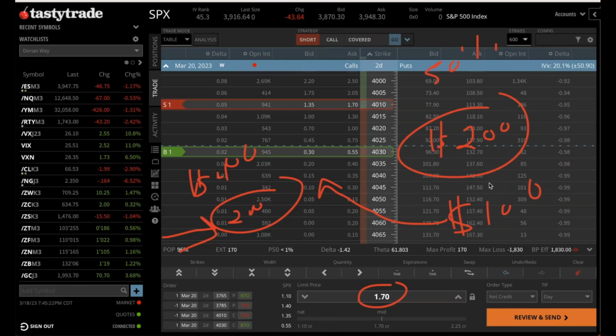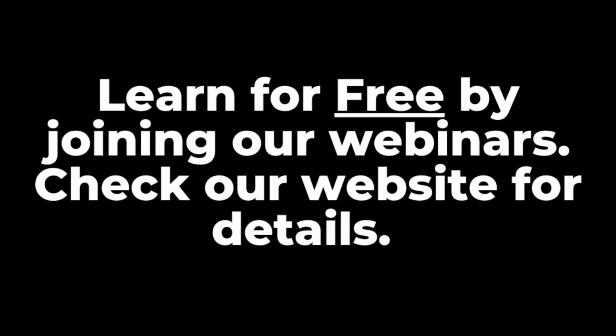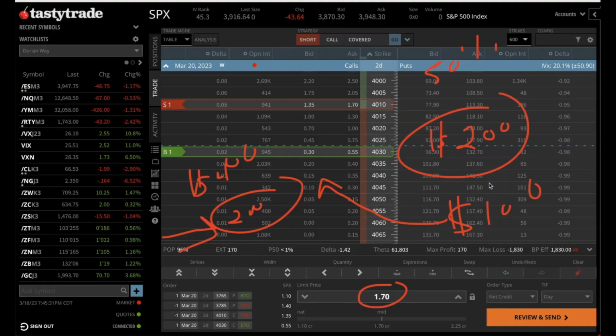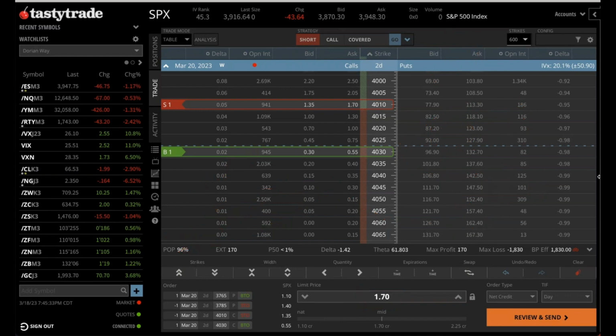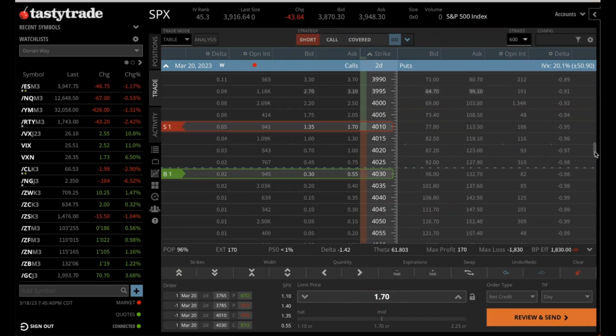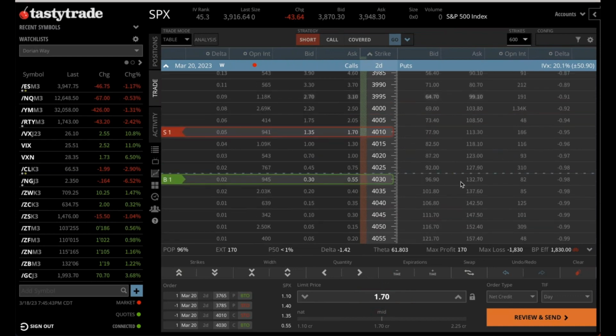Most of the time, that's going to occur way before expiration. A lot of times you can hit that 50% within an hour to an hour and a half of the market being open. Okay? So right now we're only getting 170 per contract. So at this point, you can decide to do a spread that's wider on both sides, or you can decide to go closer to at the money.